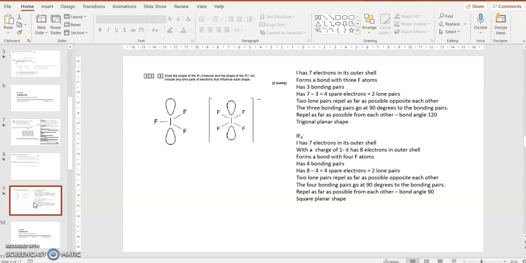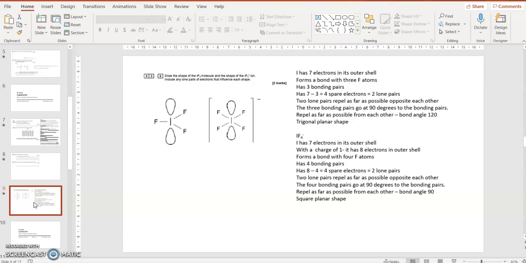3 F's come along and bond up 3 of the electrons. Therefore, there's 4 left over on the central iodine atom. They will form two lone pairs of electrons. So the iodine has got 2 lone pairs and 3 bonded pairs. 2 add 3 is 5. When we draw it, it isn't flat.